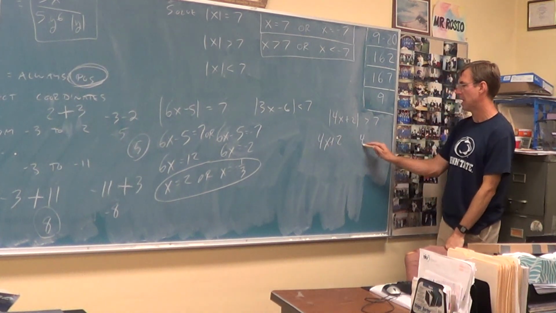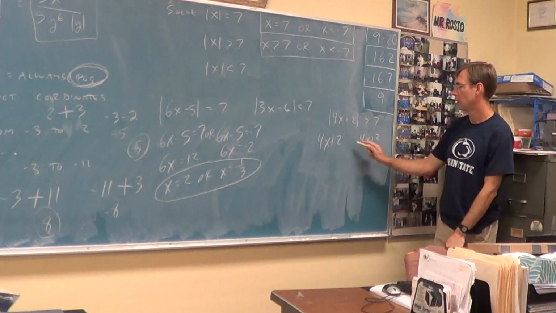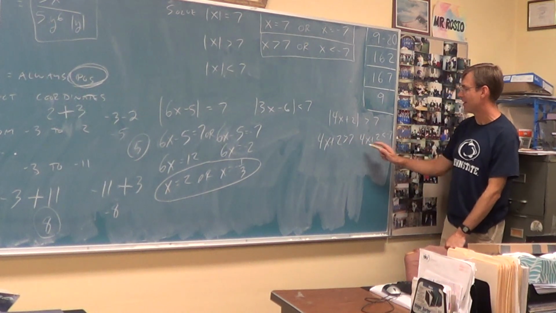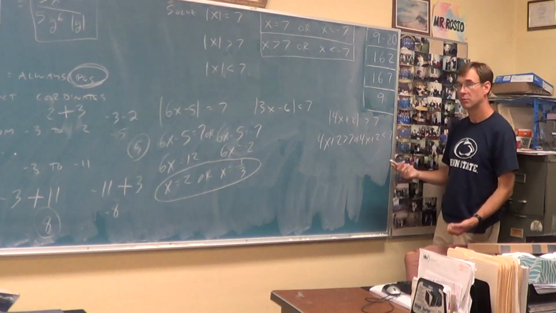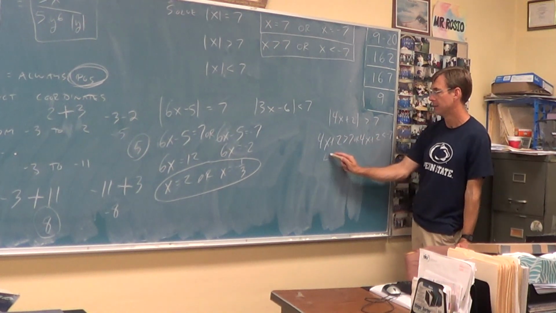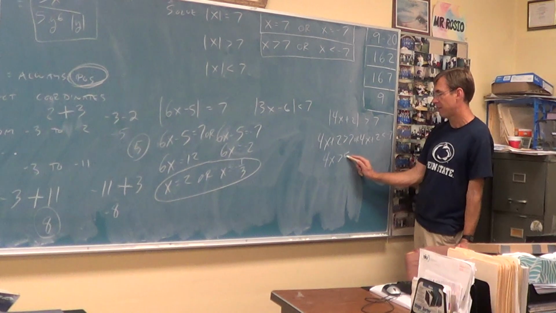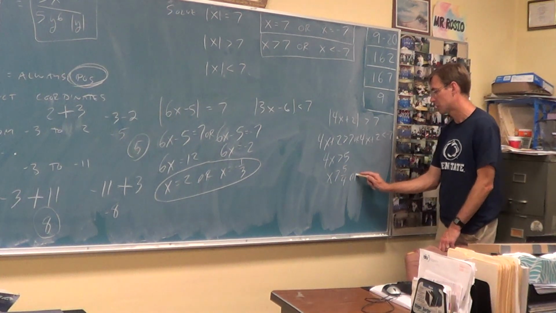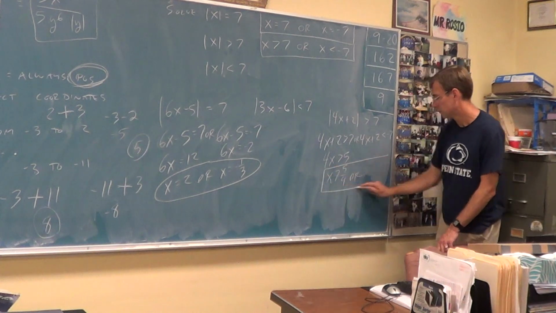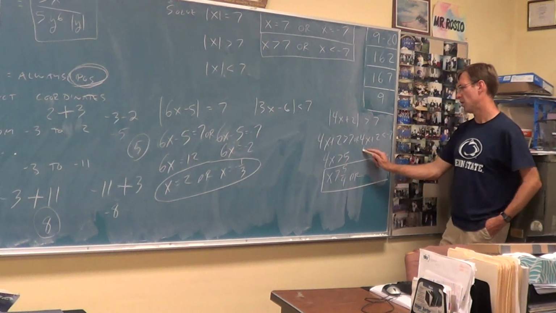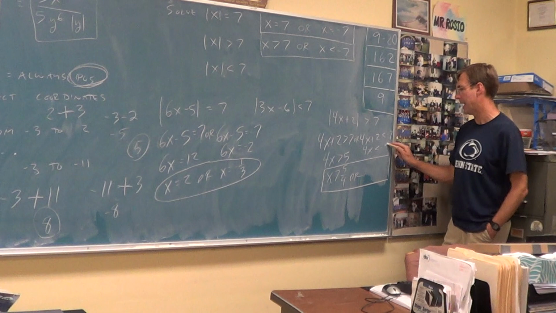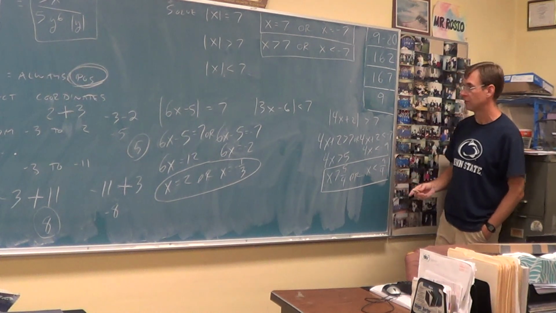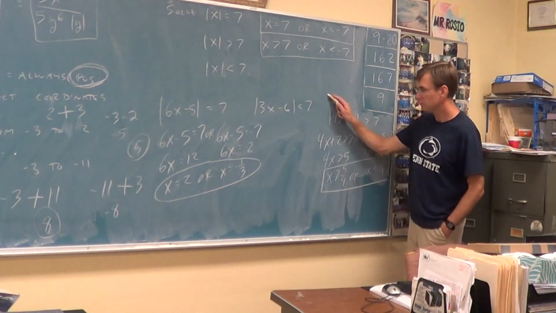4x plus 2 doubles. Greater than 7 in one world, less than negative 7 in the other world. Throw an or in there and go at it. Subtract 2 to get 5. Divide by 4 to get 5/4. Over here, subtract 2 to get negative 9. Divide by 4 to get a fraction, negative 9/4.